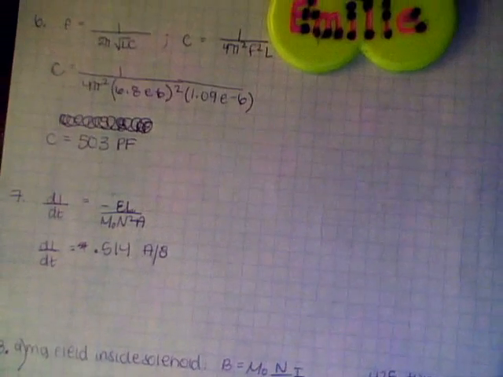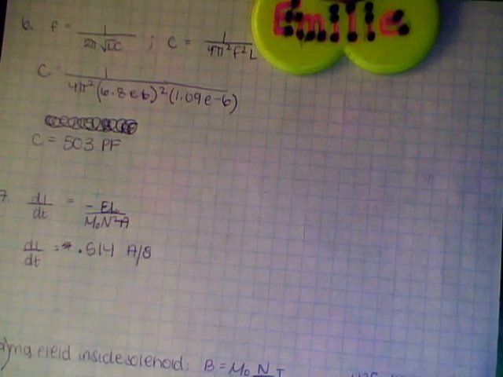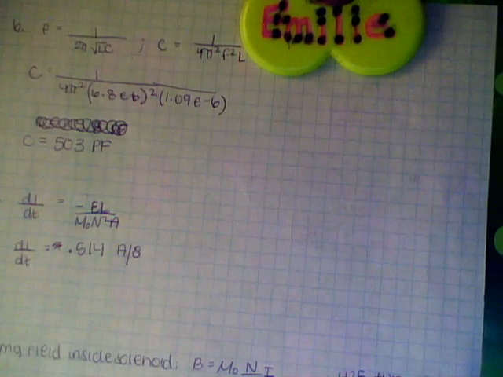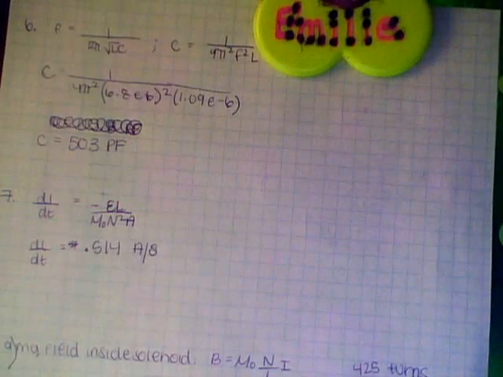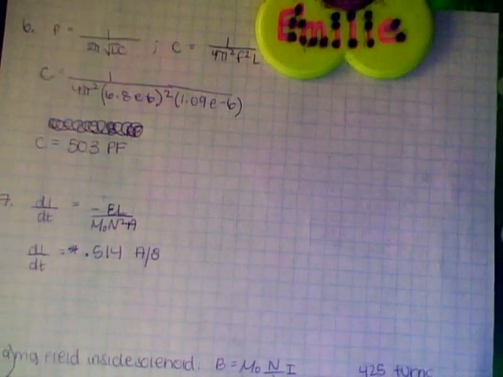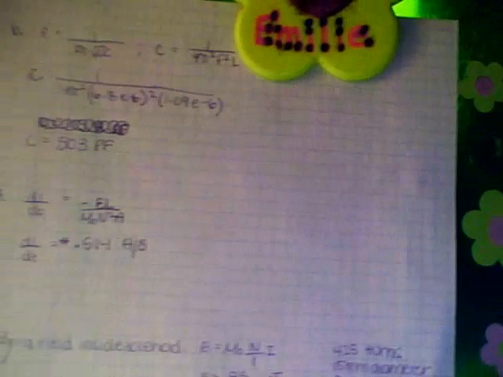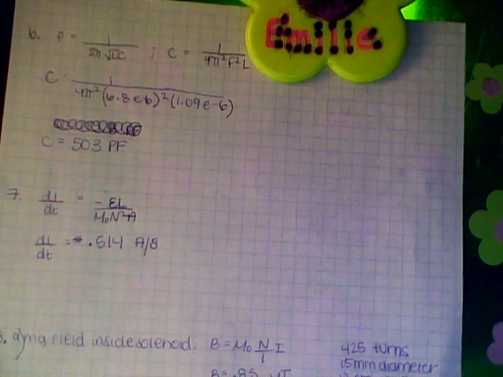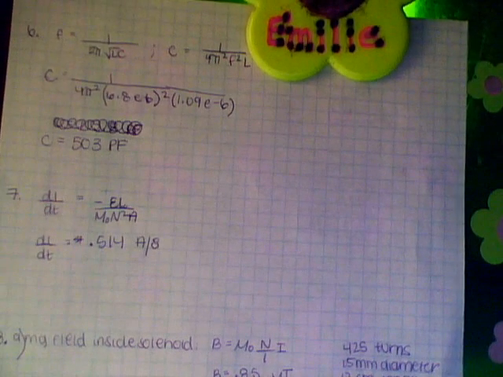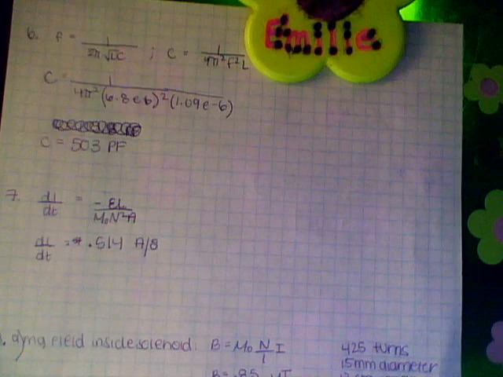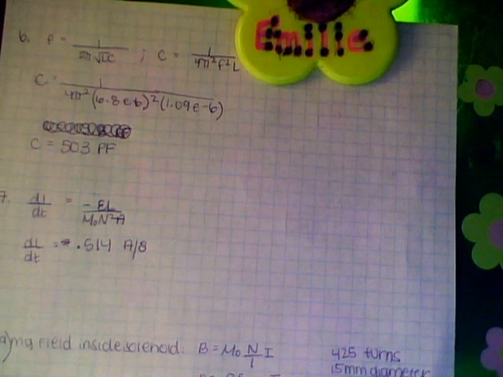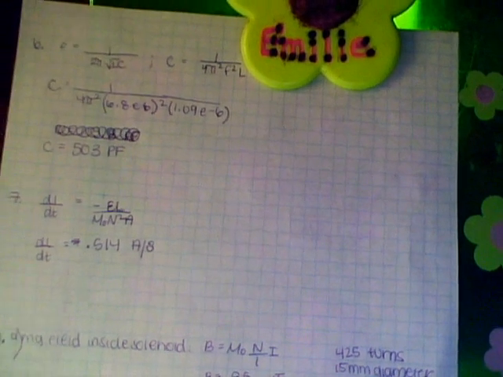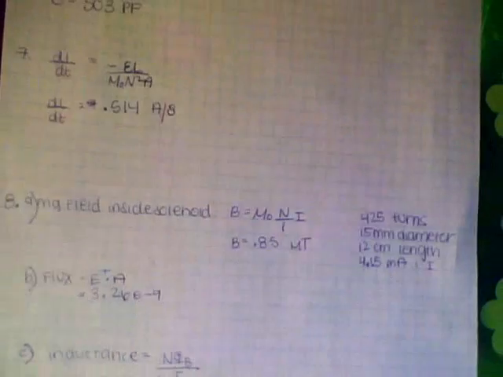Alright, number 7. Derivative of current with respect to time is negative EMF times length over mu times number of turns times A. Forget what that is. Anyway, you get that from your EMF equation, which is negative L times di over dt. So that's how you get that. And then plugging in your equations, I didn't write the numbers, but that's what mine came out to be, because I didn't feel like plugging in all the numbers.